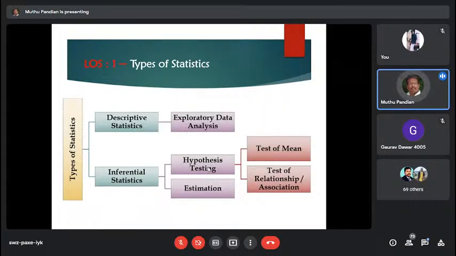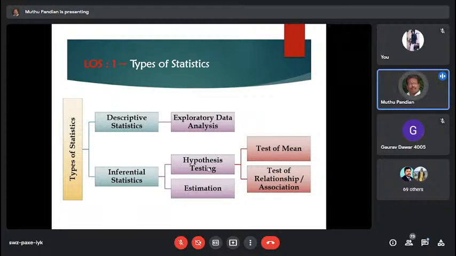When we talk about the types of statistics, statistics is generally classified into two categories. One is descriptive statistics, and the other is inferential statistics. Another name for descriptive statistics is EDA, exploratory data analysis. EDA stands for exploratory data analysis.